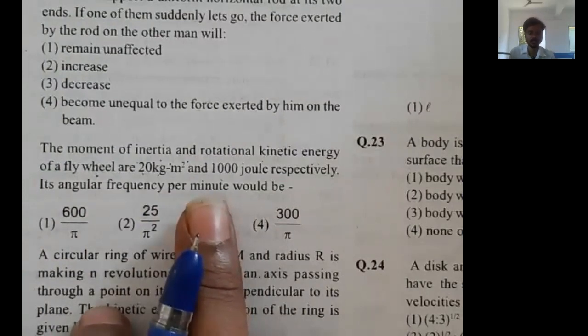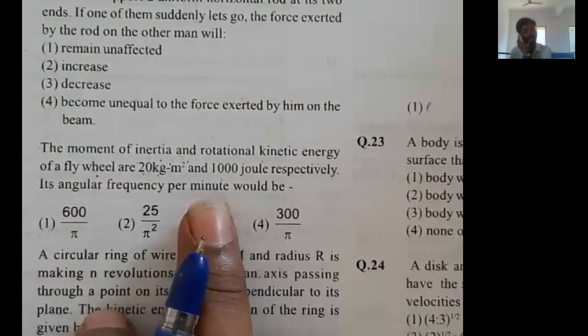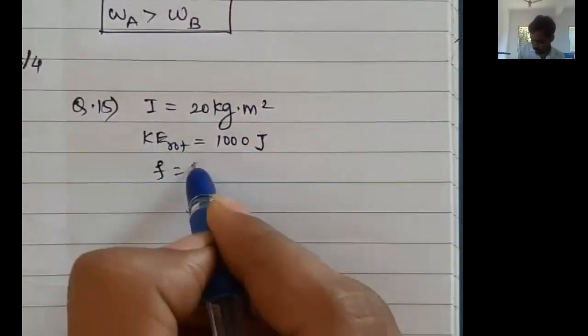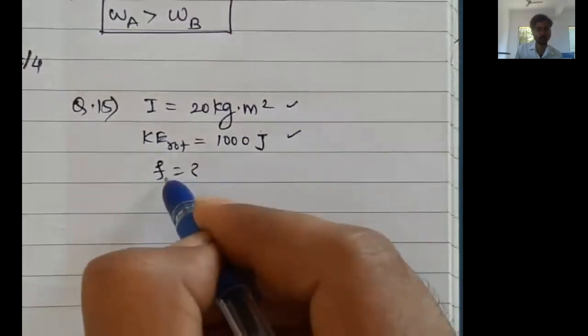They have not said radian per second or radian per minute. They have not used the word radian. They are simply asking per second or per minute, which means we are asked f, and not omega. So remember that. Fine. So we are asked f. This is what is given, this is what is asked.